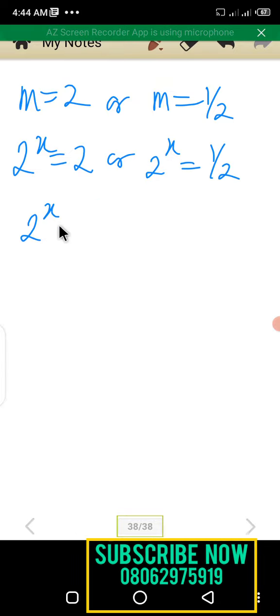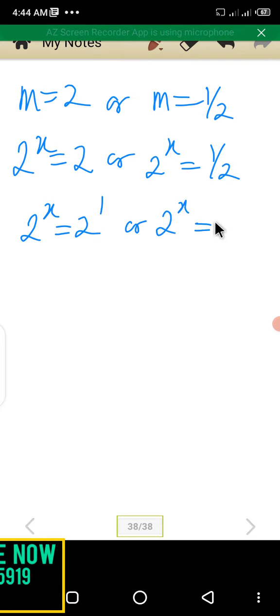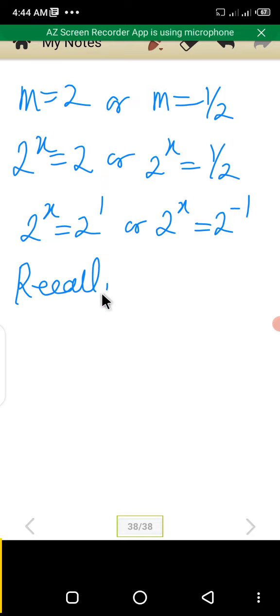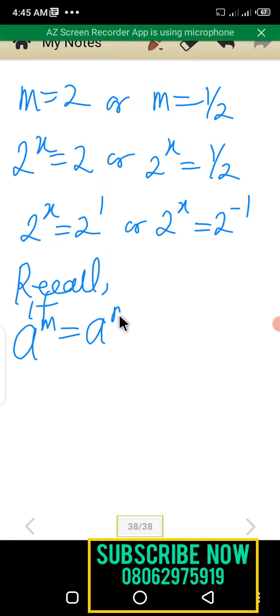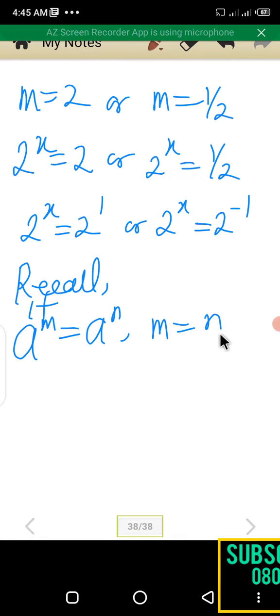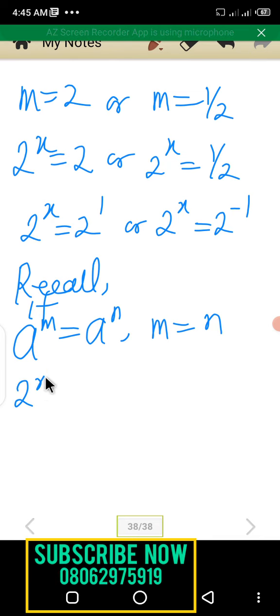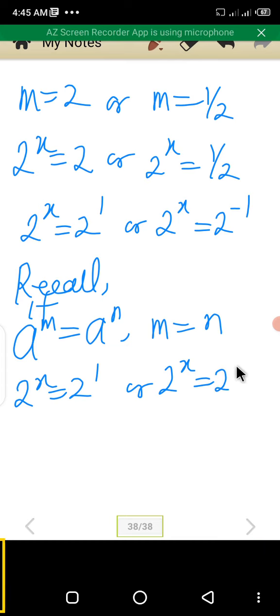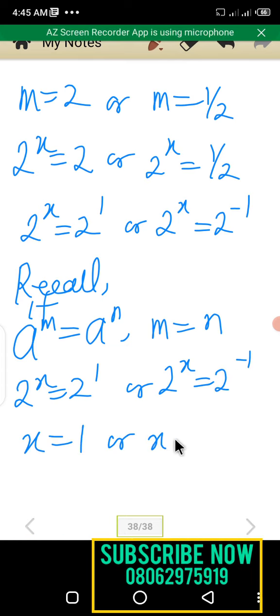2 raised to power x is equal to 2 raised to power 1, or 2 raised to power x is equal to 2 raised to power minus 1. Therefore, recall that if a raised to power m is equal to a raised to power n, m will be equal to n since they have the same base. Therefore x is equal to 1, or x is equal to minus 1.